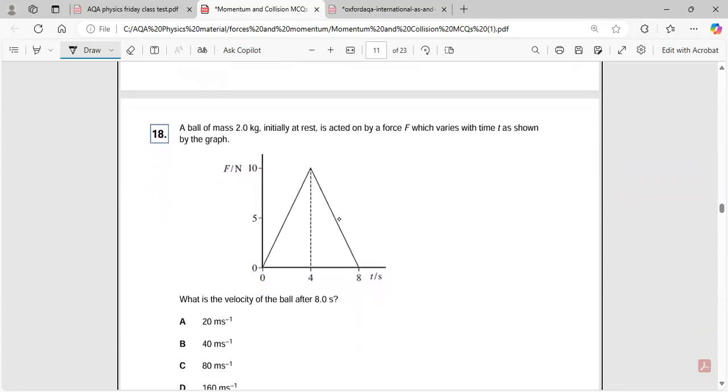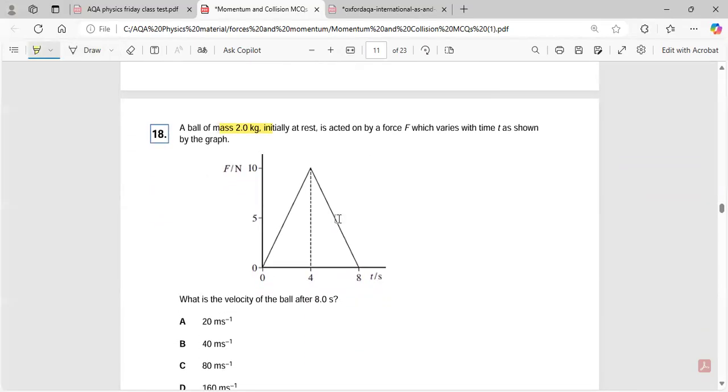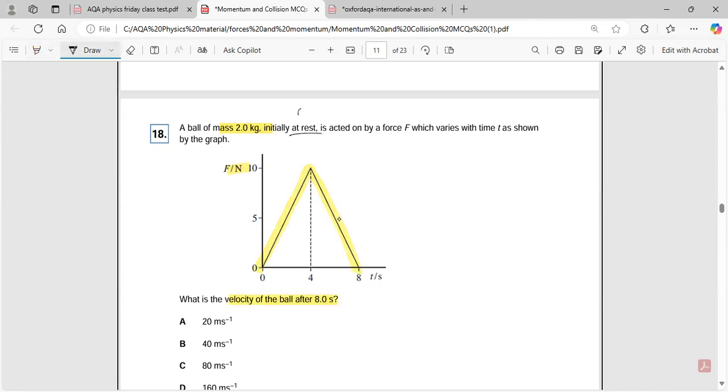Again, a very easy question. A mass of 2 kg is initially at rest, and this is the force which acts on it. The force varies from 0 to 10 in 4 seconds and then decreases in the next 4 seconds. What is the velocity of the ball after 8 seconds? The ball was initially at rest.